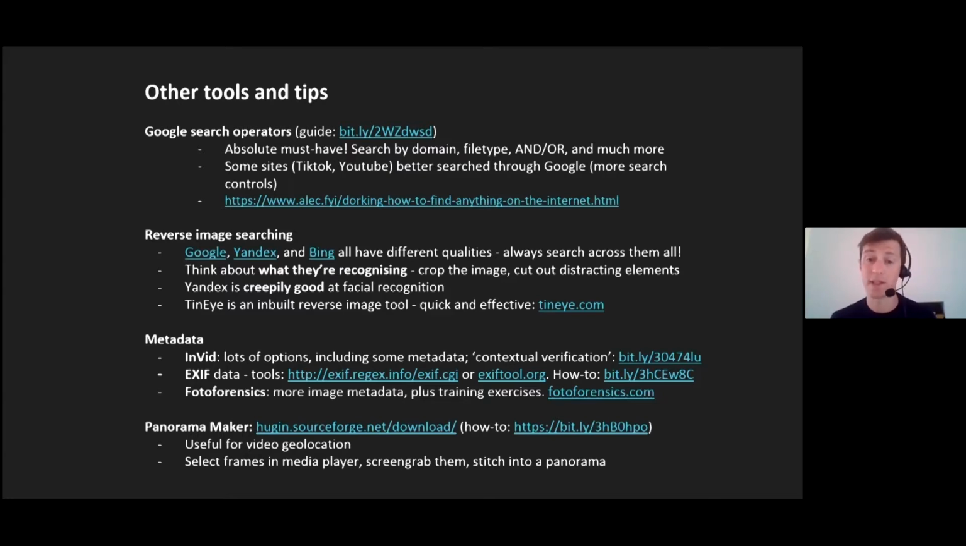InVid is a really fantastic plugin which gives you what it calls contextual verification. When was this image shared on social media? And it has quite a lot of versatile options around that. And your EXIF data is the sort of data that your digital camera applies to an image in the background. These EXIF tools and this how-to guide will tell you how to draw that information out of an image, so you can begin to see more about when it may have been taken and hopefully where it was taken. You can also find information about the camera that it was taken on, and that can be really useful in certain contexts.